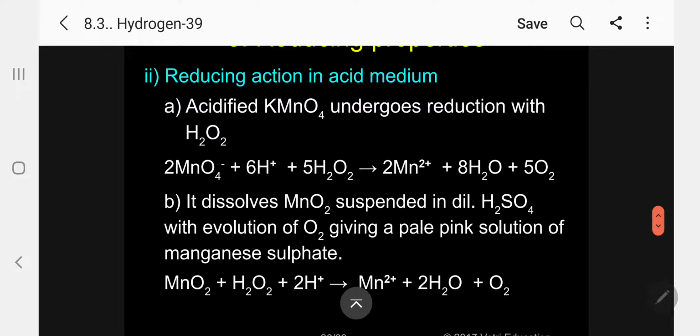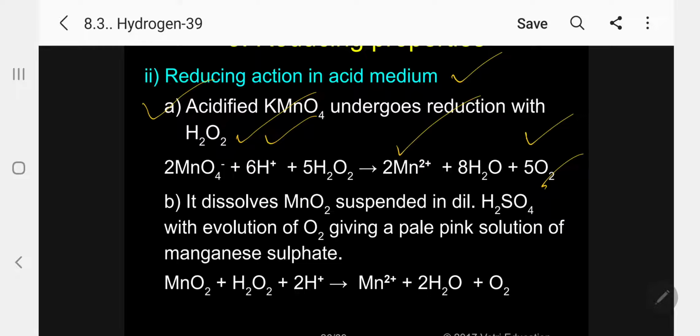Then, reducing action in acid medium, very, very important. Acidified potassium permanganate, a powerful oxidizing agent, undergoes reduction with hydrogen peroxide in presence of acid medium, dilute sulfuric acid. So what will happen now? MnO4 minus goes to Mn2 plus. This hydrogen peroxide undergoes decomposition to O2 and H2O. So this undergoes reduction. So, powerful reducing action.